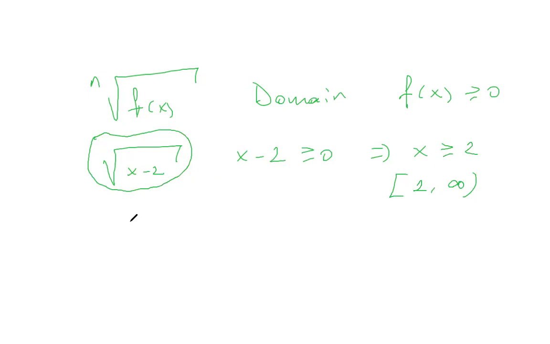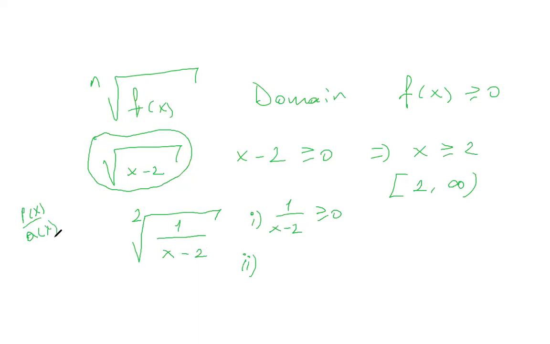But when I change the question, 1 over square root of x minus 2. First, by using the square root, 1 over x minus 2 could be greater than or equal to 0. It's okay. There is no problem. But since this is px over qx, this is what I am talking about, okay?